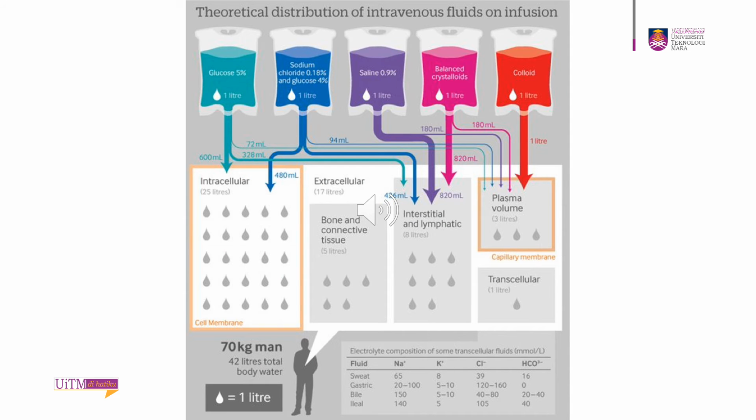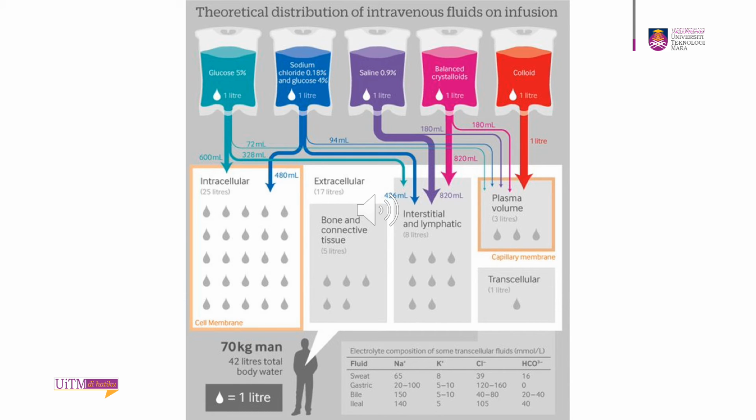This graph shows where the fluid would be distributed once we administer it intravenously. For dextrose-containing solution, it will generally be distributed into the intracellular compartment. It makes sense, right? Because that is where the cells will be doing most of the metabolism. The normal saline and balanced crystalloids will be mainly distributed in the plasma as well as the interstitium, and colloid or blood products will mainly remain in the intravascular compartment.